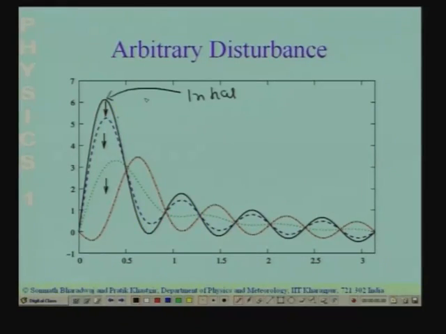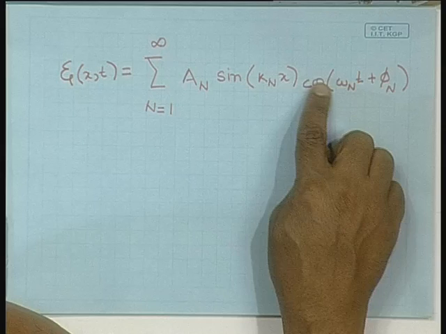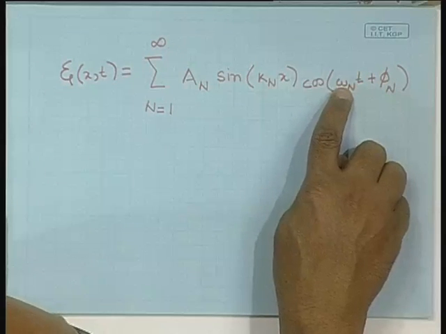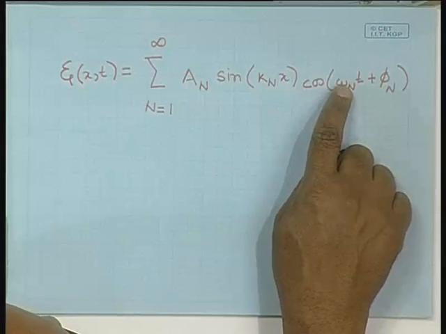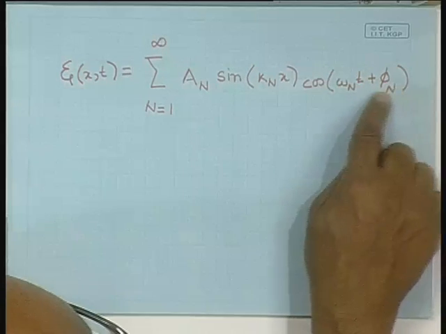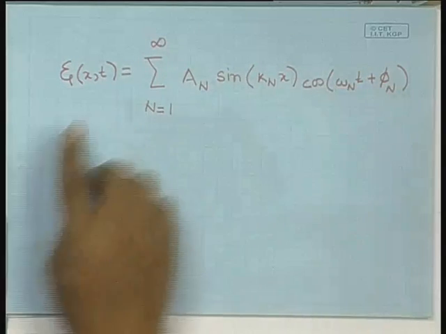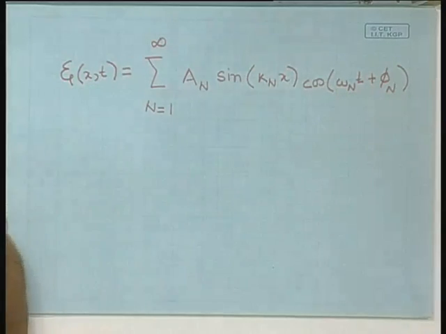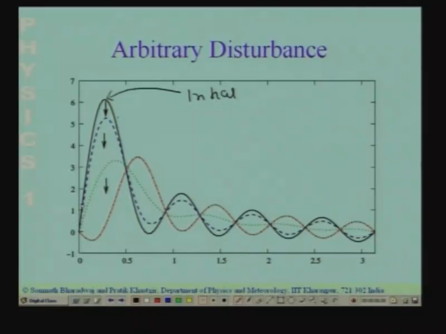Now, as time evolves, the cosine term of each standing wave is going to change with a different frequency. Omega n is different for each standing wave, so it is going to change differently. So, this xi(x,t) is going to look different after some time. This curve over here shows you the form of xi(x,t) at some slightly later time.